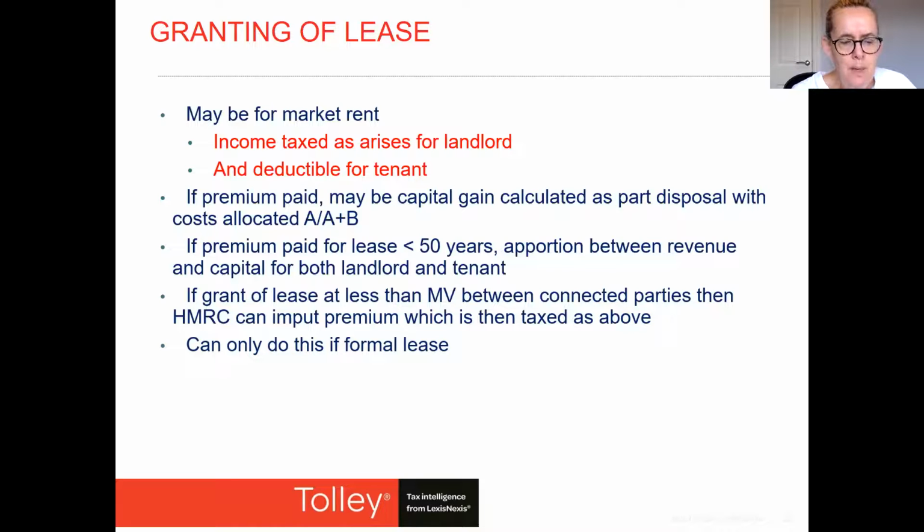So if you do have a formal lease put in place, and we have talked a couple of times already about the fact that there might be advantages in having a formal lease in place, you do need to be careful in terms of the term of that lease so that you don't potentially get a capital gain arising. Okay.